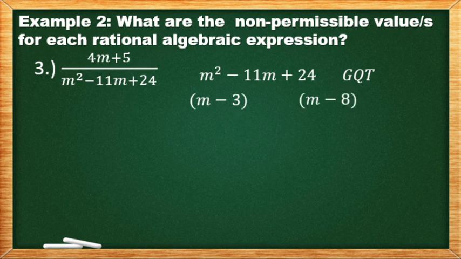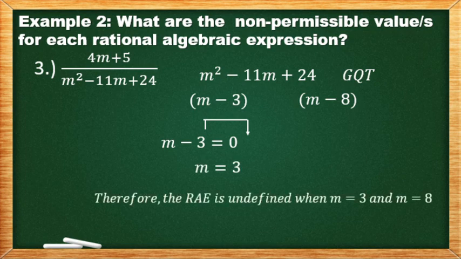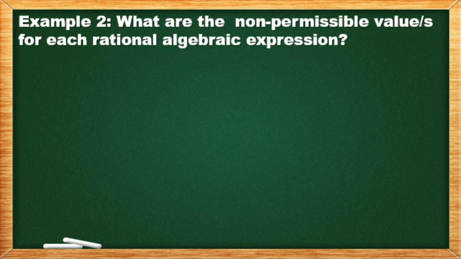Equate natin sa 0. Ayan. So, meron tayong m minus 3 is equal to 0. So, transpose, meron tayong m is equal to 3. Sa kabila naman, meron tayong m minus 8 is equal to 0. Transpose, so m is equal to 8. Ayan. Therefore, rational algebraic expression is undefined when m is equal to 3 and m is equal to 8. The last example. Yan. m squared minus 4m minus 21 yung denominator.